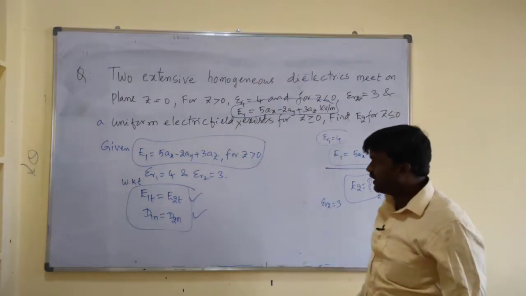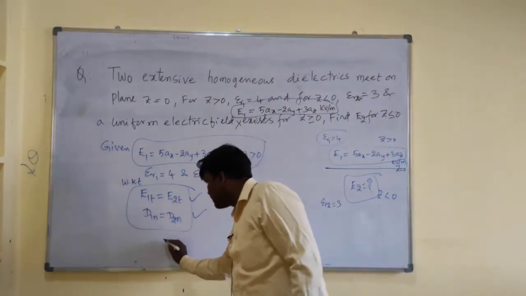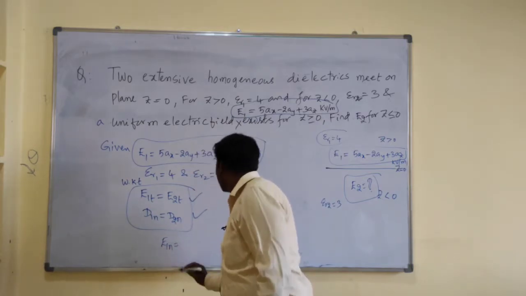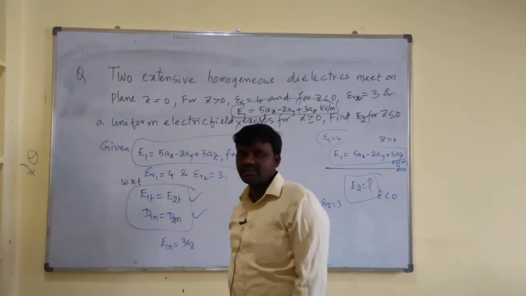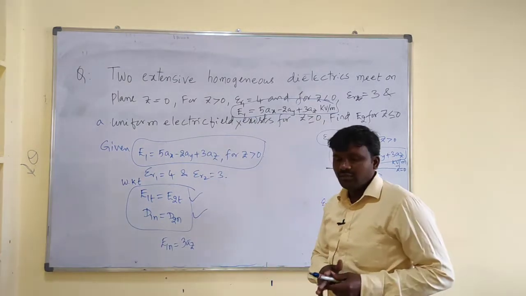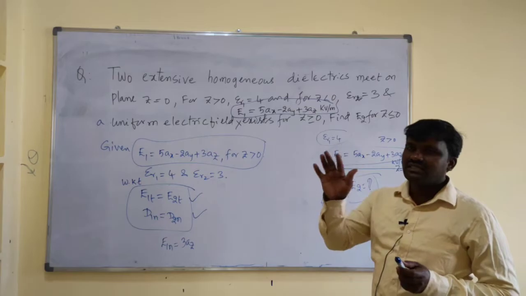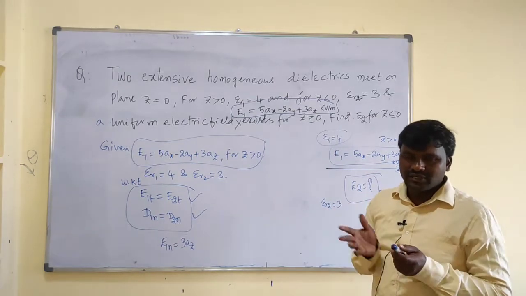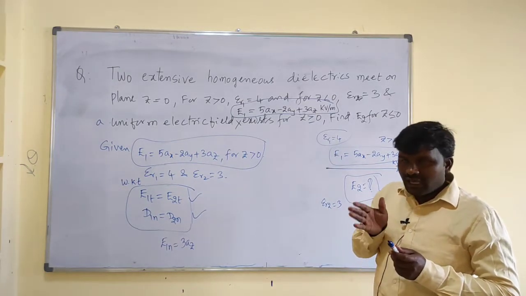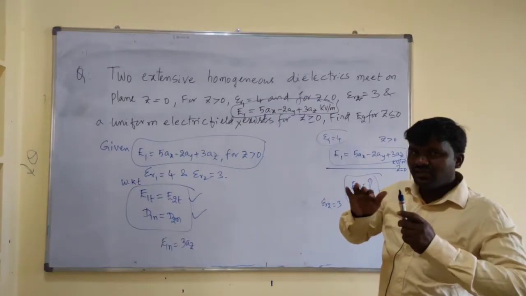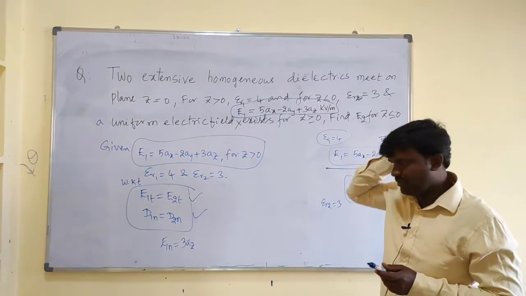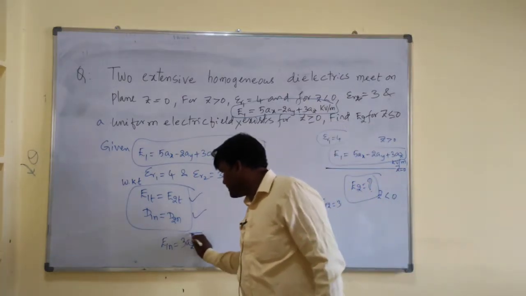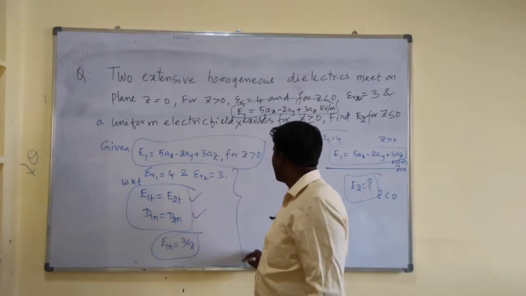So, the normal component of E1, E1n, is nothing but 3az. The normal component is along the z direction. It is a simple technique. If they mention x less than 0, x greater than 0, then the normal component should be along x. If it is y equal to 0, y less than 0, y greater than 0, the normal component is along y only.